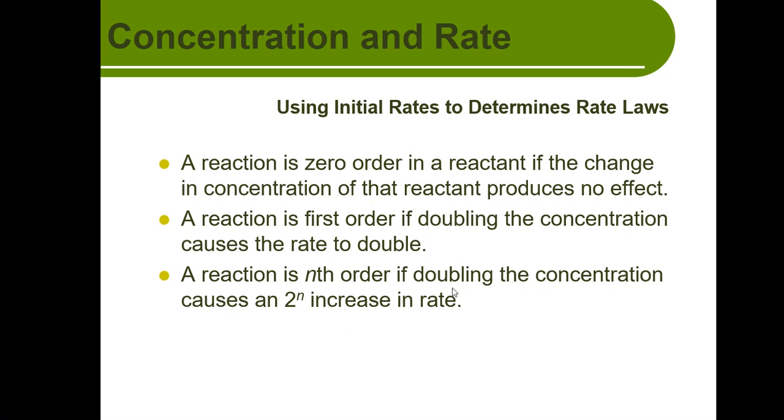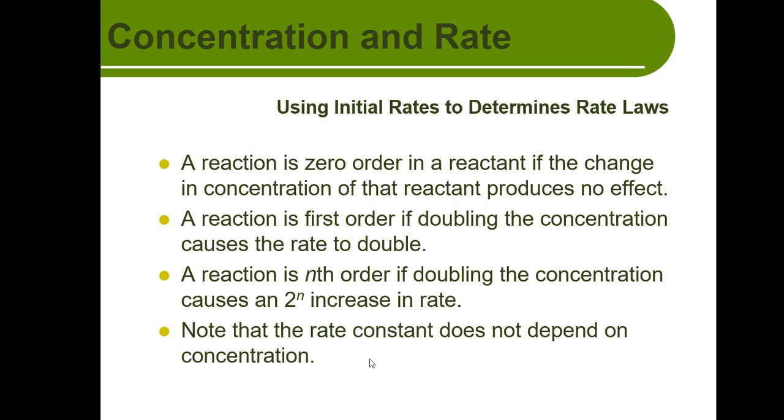So changing this doubling term will change this number here. Take note of the pattern. If you change this to 3, then this would be 3. If you change this to 4, this would be 4. The base here will also change accordingly, so please take note of that. Note that the rate constant does not depend on the concentration. I mentioned a while ago that your rate constant k is only dependent on temperature.